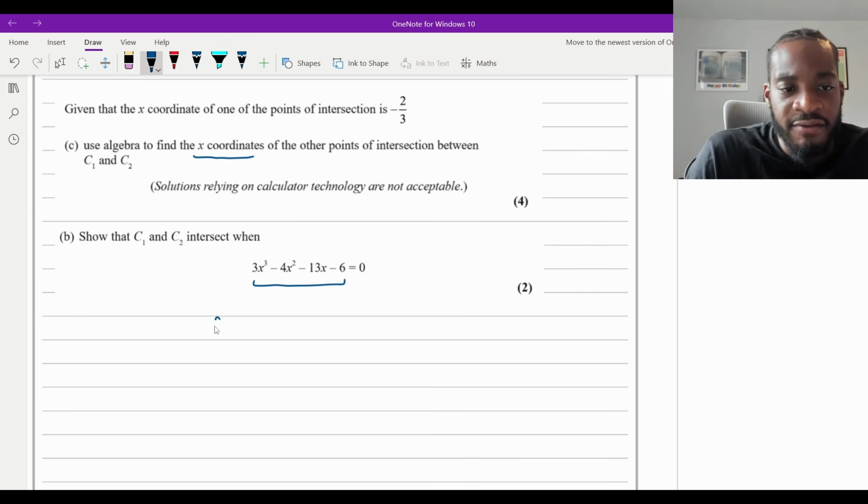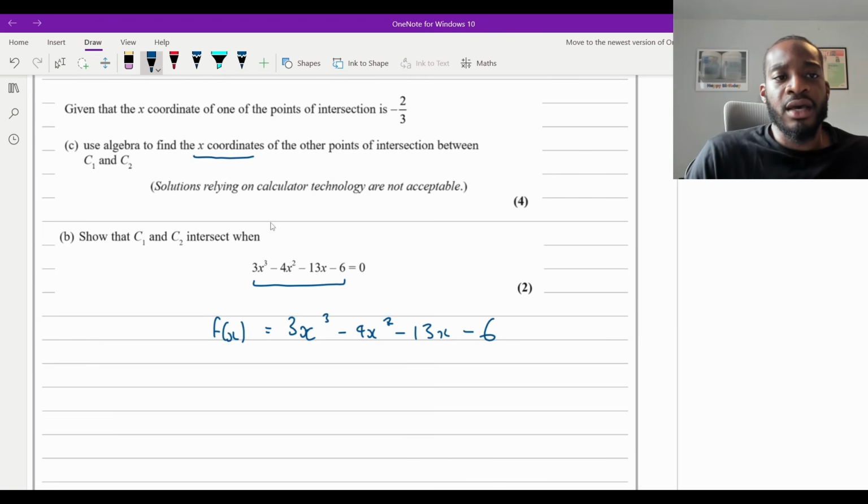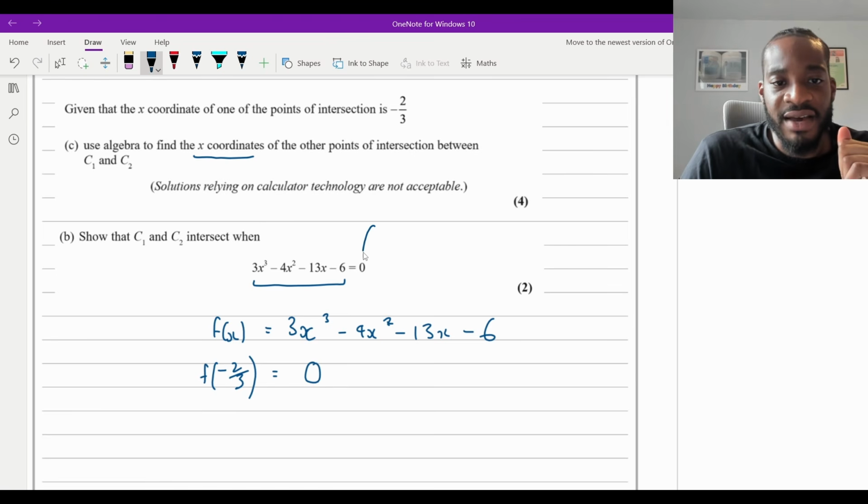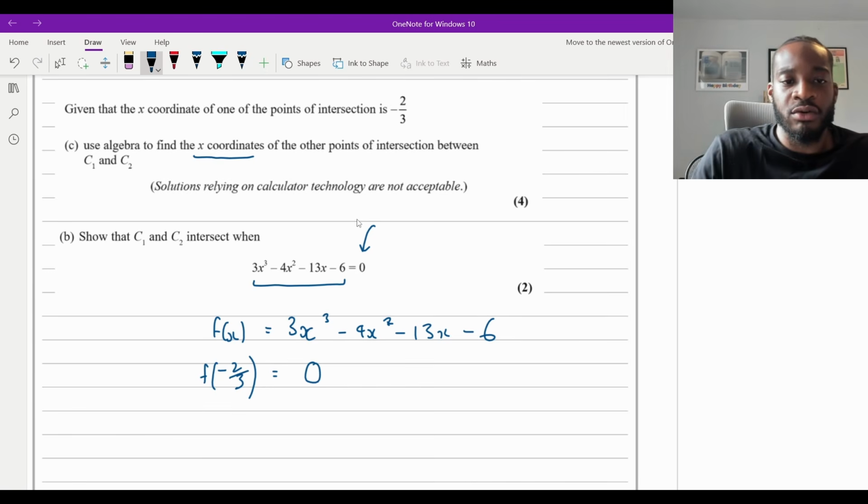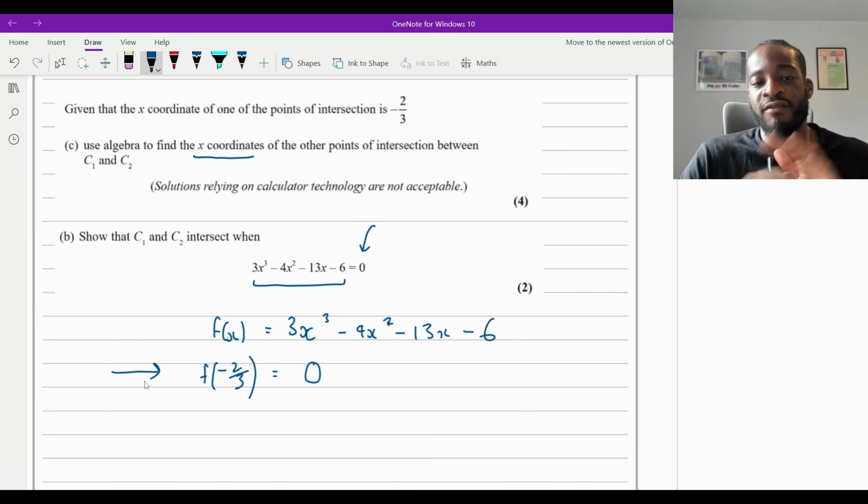Well, for me, let's say I call this f of x, right? That means f of x is going to equal 3x cubed minus 4x squared minus 13x minus 6. Now, if the x coordinate is minus 2/3, then that's just telling me that when I plug minus 2 over 3 into this function here, I will get 0 out, isn't it? Because one of the x coordinates of intersection is minus 2/3, and it satisfies this equation here. What comes to mind, guys? I want you guys to pause the video for a moment and ask yourself, what comes to mind when I see something like this? I'll give you about 5 seconds.